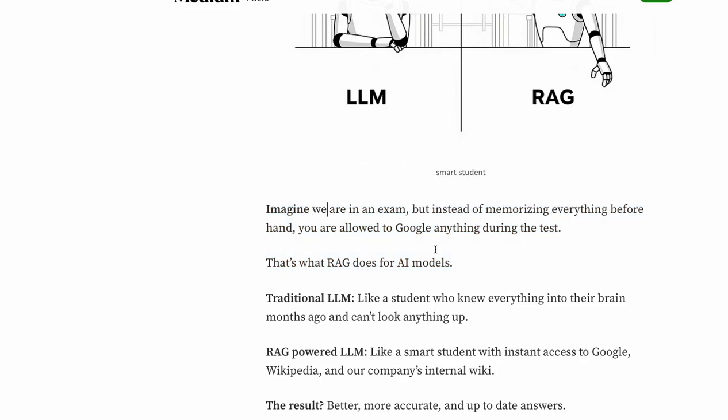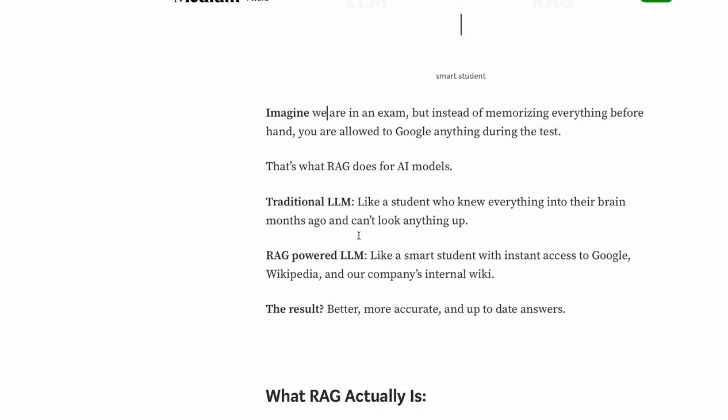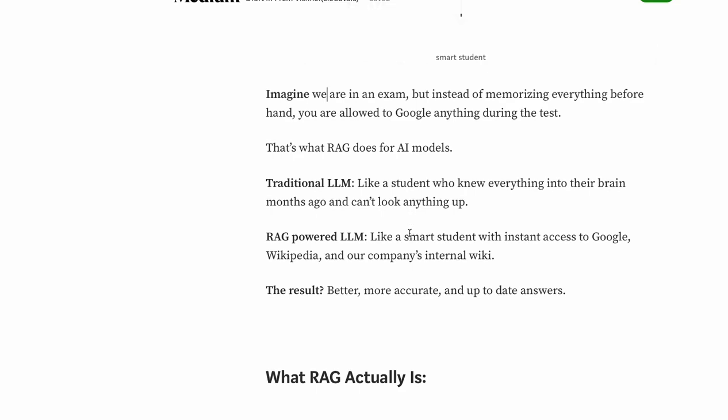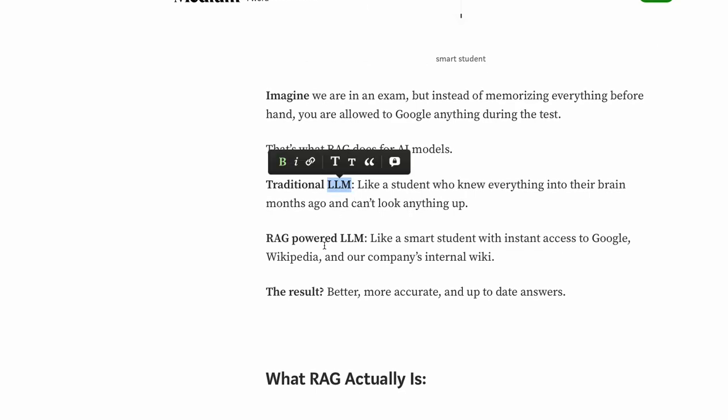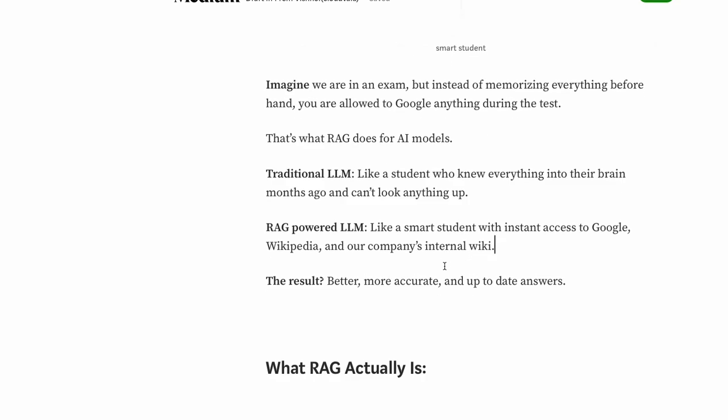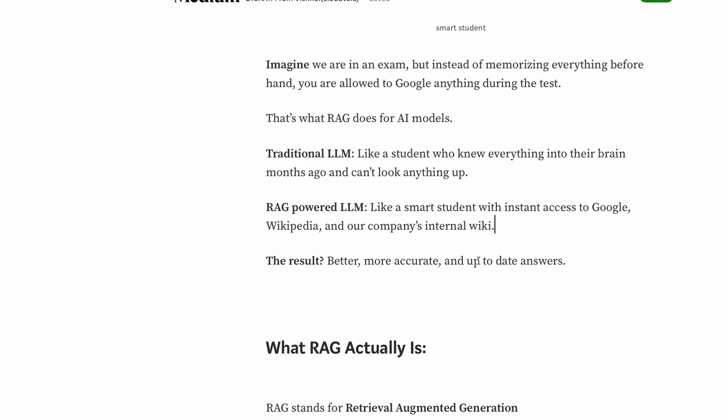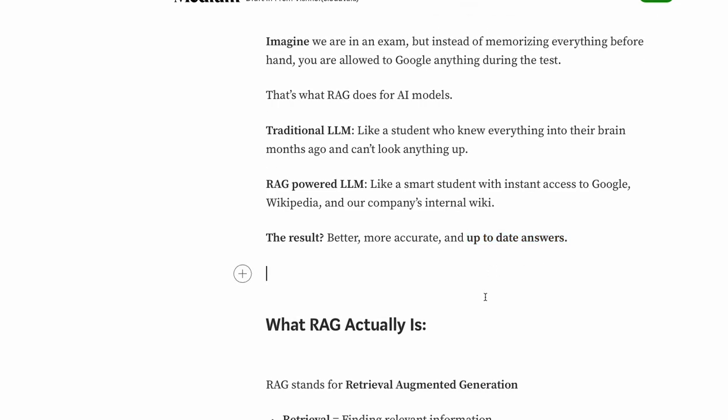In a traditional LLM, it's like a student who knows everything in the brain from months ago and can't recall anything new. It's like they have a fixed set of data, so that's all the LLM remembers. But a RAG-powered LLM is like a smart student with instant access to Google, Wikipedia, and other company internal wiki data. The result is a better, more accurate, and up-to-date answer, right? Because it has internal data.